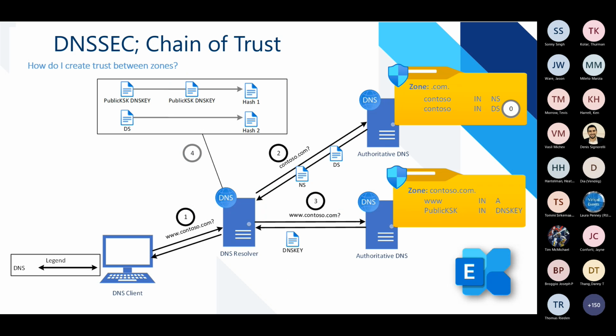So how do we create trust between zones and bring this into the full picture of a messy spaghetti bowl of DNS? On the right, we see the .com name server in the top right. That's a parent zone, the .com zone. Below it, we see contoso.com, a child zone. In the middle, the DNS resolver, and on the left, the DNS client.